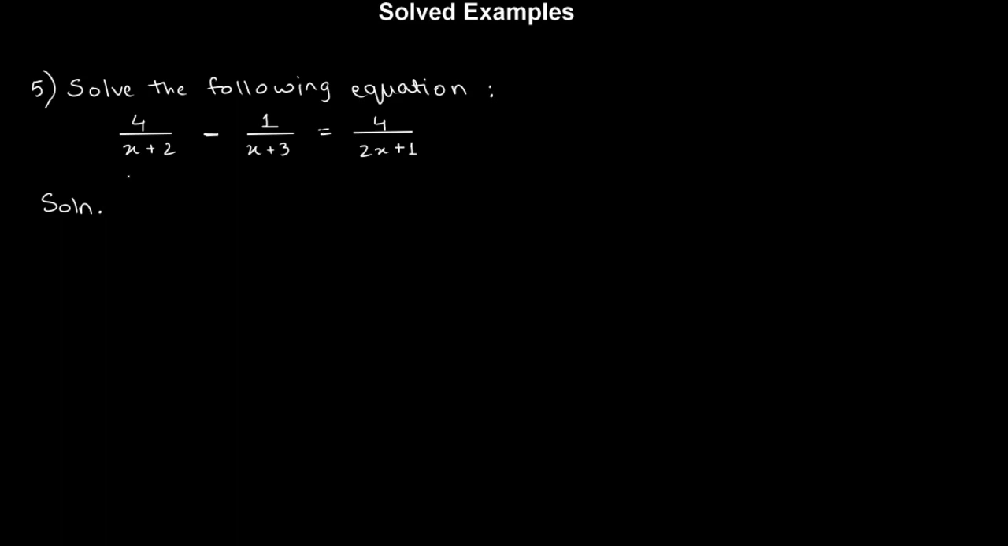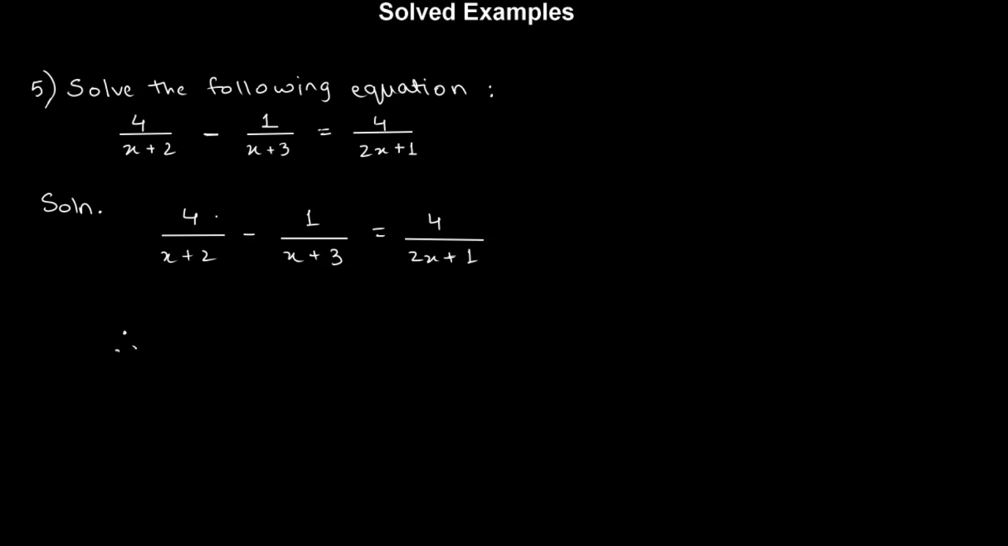So let's simplify it into a quadratic equation. So we have 4 upon x plus 2, minus 1 upon x plus 3, and this is equal to 4 upon 2x plus 1. This here is our given equation, right?